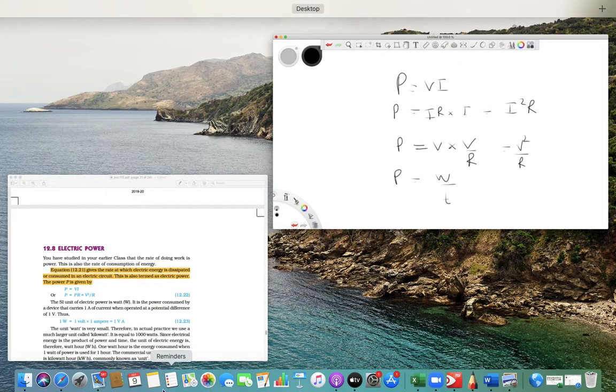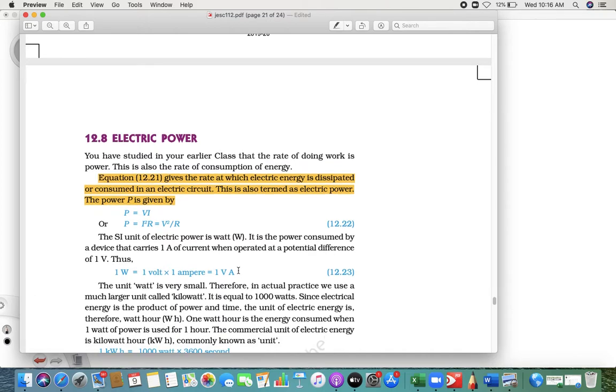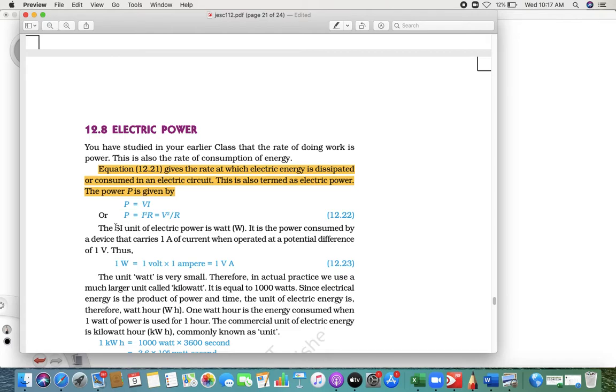Okay, now what is the unit of power basically? Remember, what is measured in a home? How do you measure? Do you measure in volt? No, we don't measure in volt. See the electricity bill that comes to your home. They write some unit over there. Have a look. Now P is equal to VI, but the SI unit of power is watt.